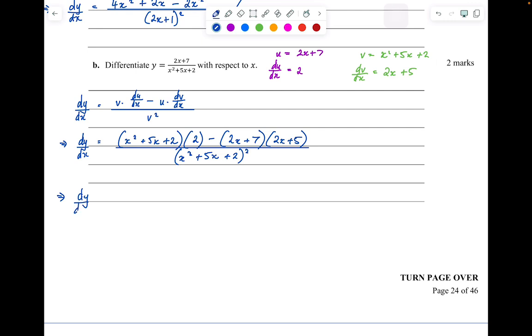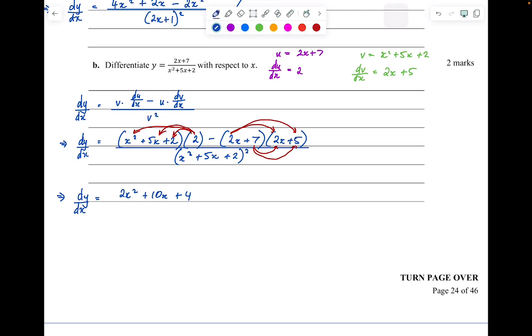I think this might take a few extra lines, so I might dip into this space below here. Let's go ahead and expand. We're going to expand this 2 here because there's only one term. And for this one here, we're going to use the distributive law, expand the first term to each of the terms, then we're going to expand the second term across there. In the numerator, we have 2x squared plus 10x plus 4. That's our first section done.